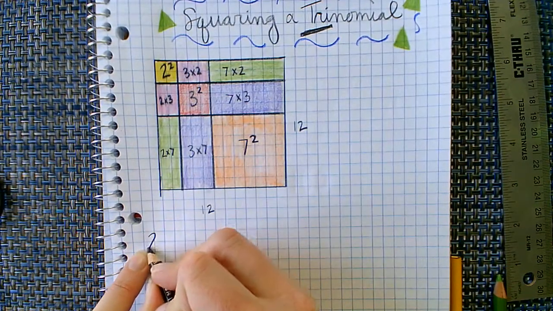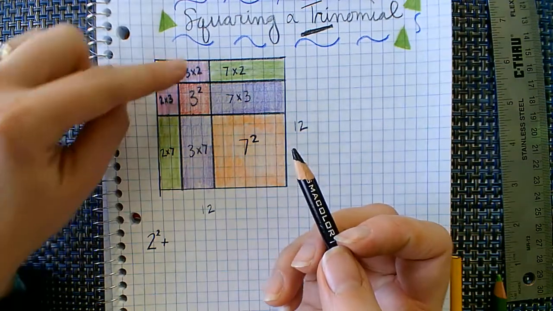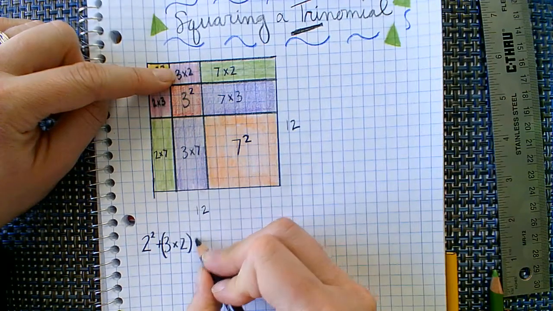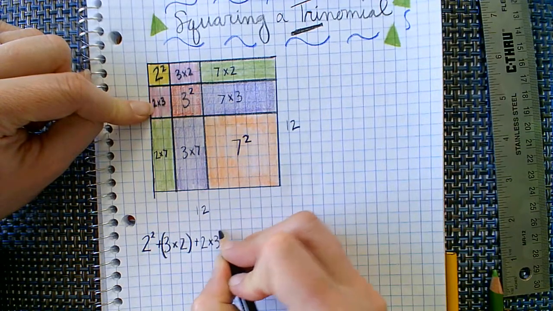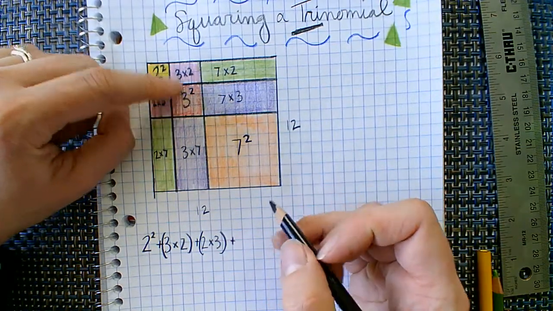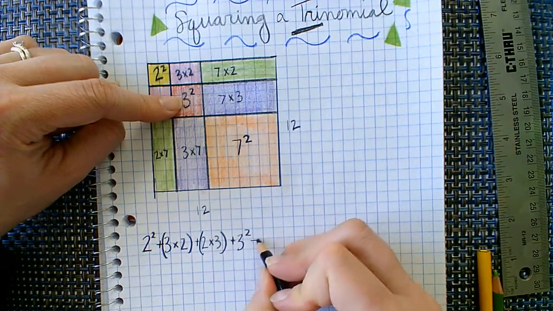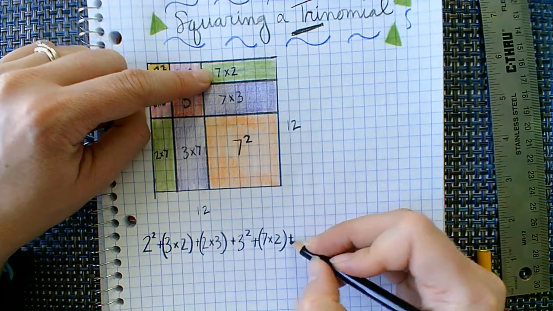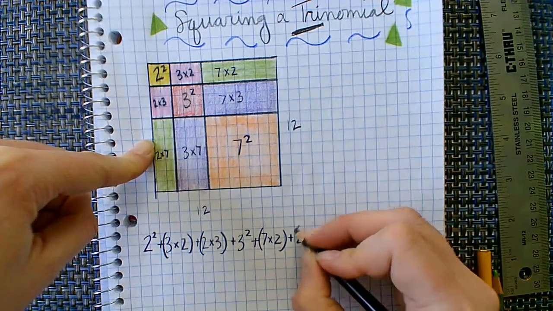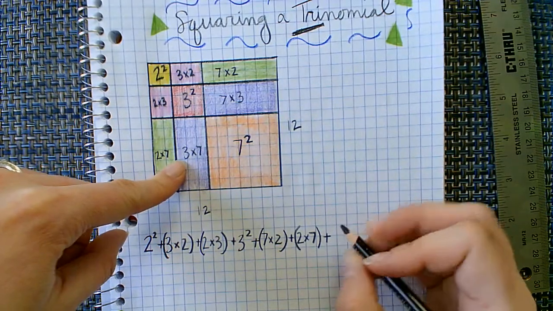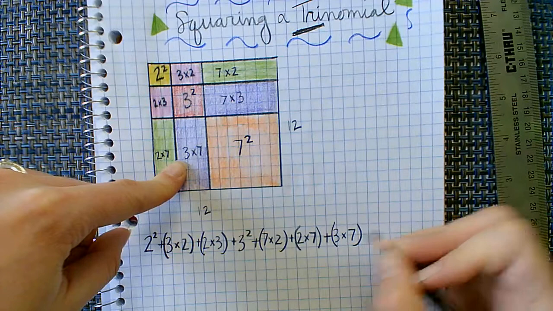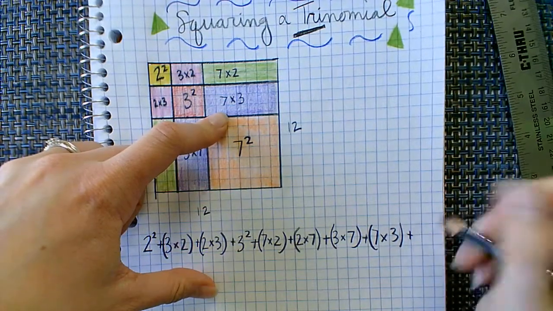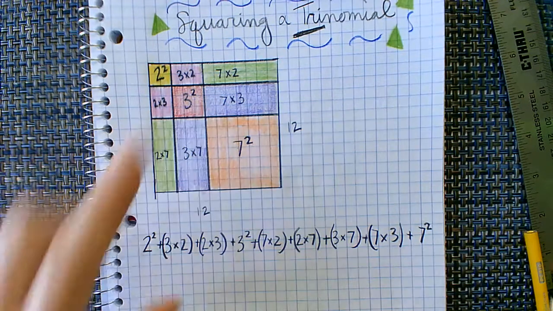So I've got 2 squared plus 3 times 2, put that in parentheses, plus 2 times 3, plus 3 squared, plus 7 times 2, plus 2 times 7, plus 3 times 7, plus 7 times 3, plus 7 squared. Now, let's make sure we have all of our pieces accounted for.